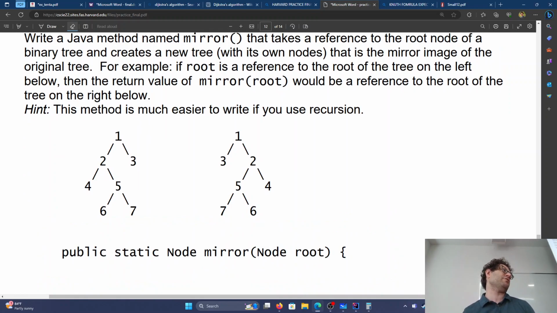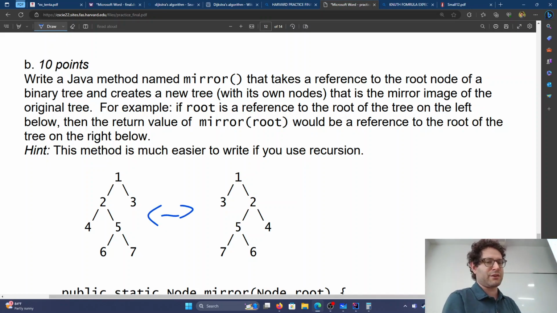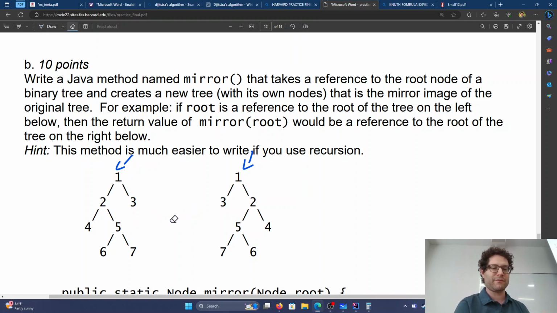Okay, I haven't done much coding, so I'm going to do this one as another coding example. Write a Java method named mirror that takes a reference to the root of a binary tree and creates a new tree with its own nodes that is a mirror image of the original tree. For example, if root is this node, then the return value of mirror(root) would be a reference to this node. And these are completely different new objects, okay?